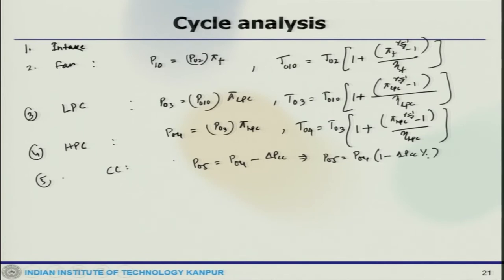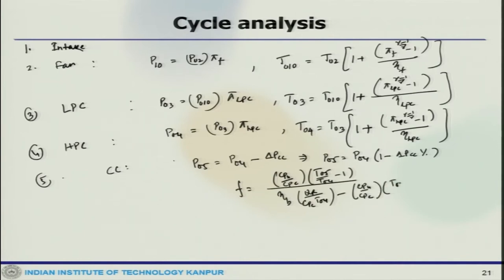Now the temperature at the outlet of the combustion chamber is also the inlet to the turbine, and that will dictate the other constraint: CPH by CPC, T05 by T04, minus 1, equals eta B QR by CPC T04, minus CPH by CPC, T05 by T04. So, this again we get from the energy balance.